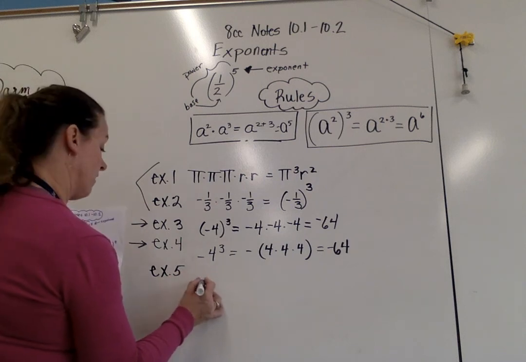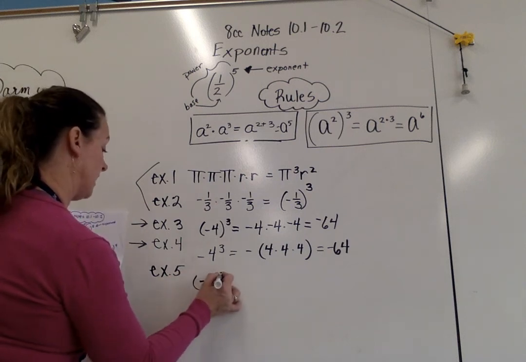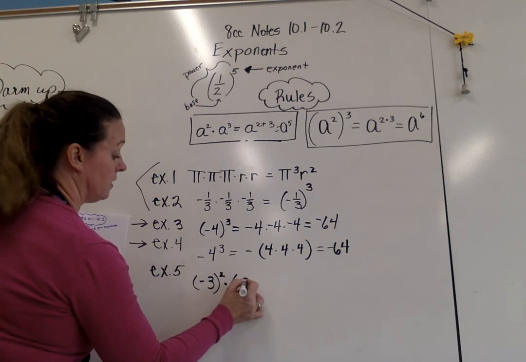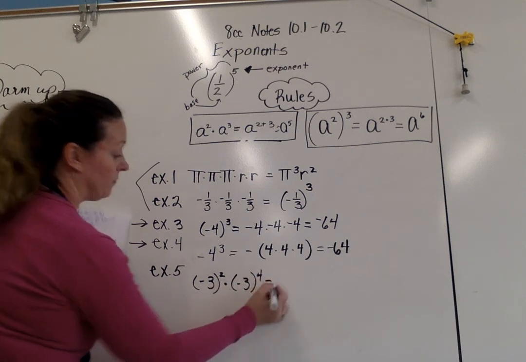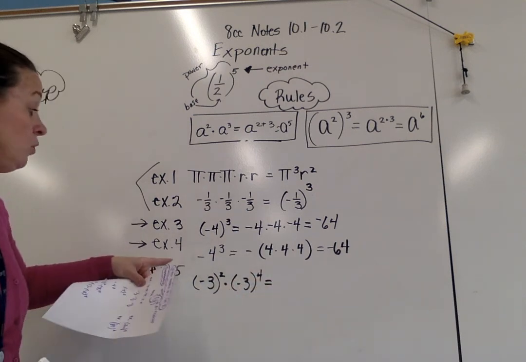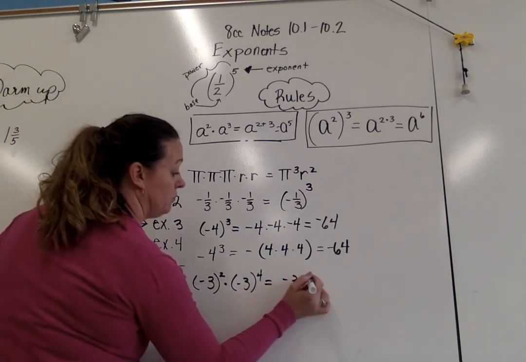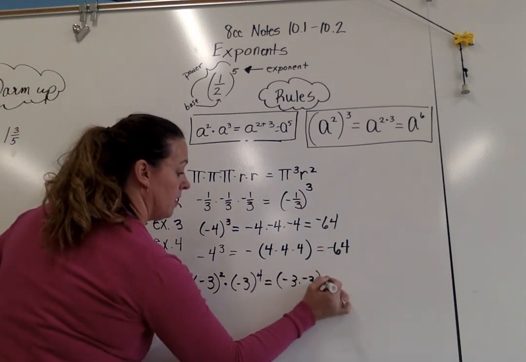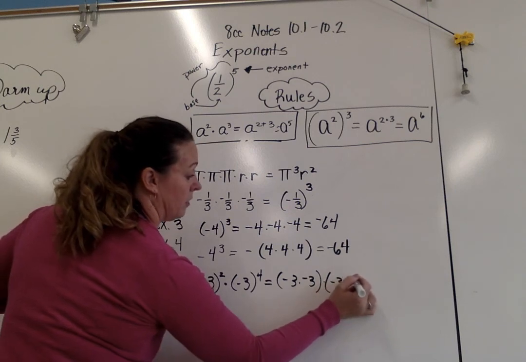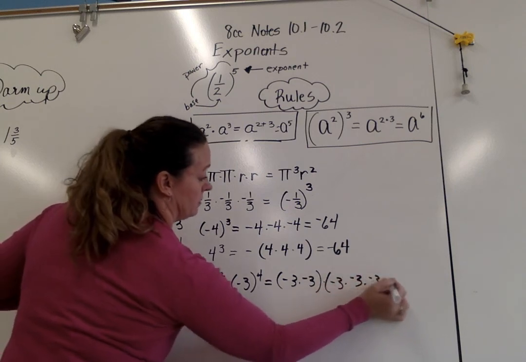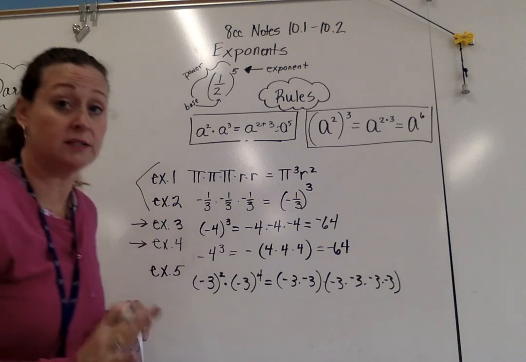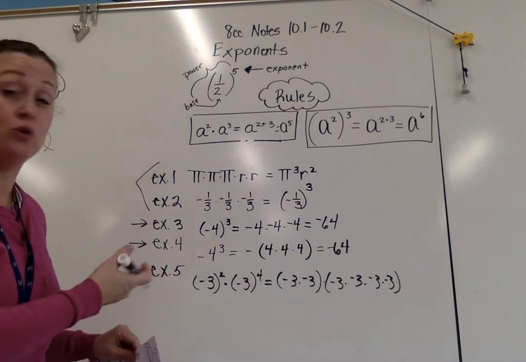If we were to have negative 3 to the 2nd power times negative 3 to the 4th power, I can do what I did in examples 3 and 4. That means I have 2 negative 3's, and I'm multiplying that by 4 negative 3's. And that's totally acceptable. Or I can use my rule.